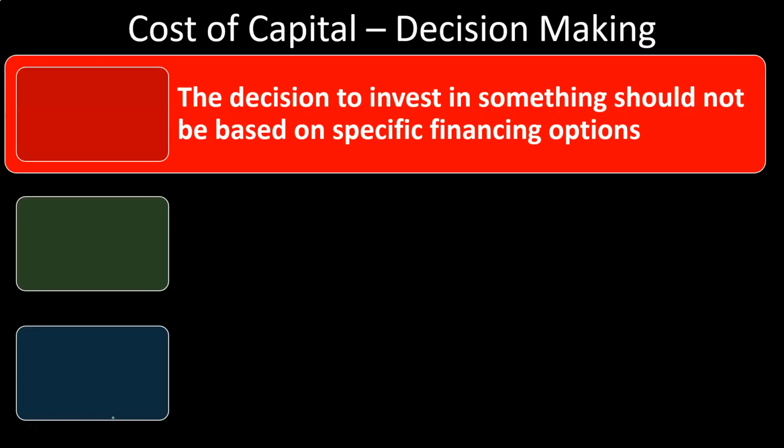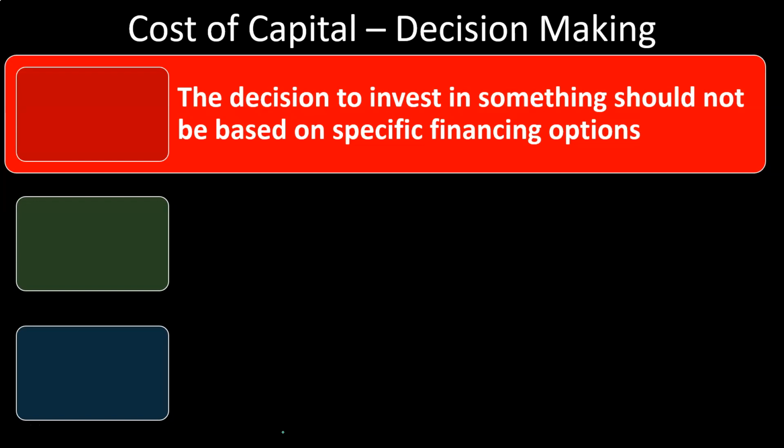So the cost of capital decision-making process. Now we're thinking about the cost of capital, and what's going to be the decision-making process in order to decide what projects we might do or what type of financing options we might have. The decision to invest in something should not be based on specific financing options. And this is where it gets a little bit confusing, because when we think about certain investments, we think about the financing connected to that particular investment. But we also want to think about it in the context of our capital structure, our financing structure as a whole.